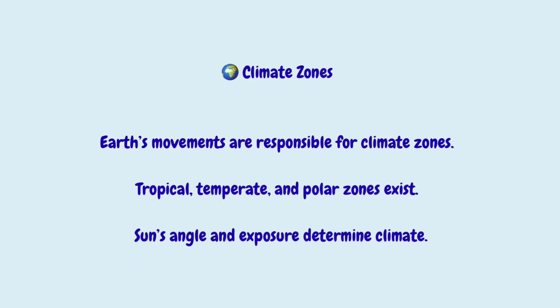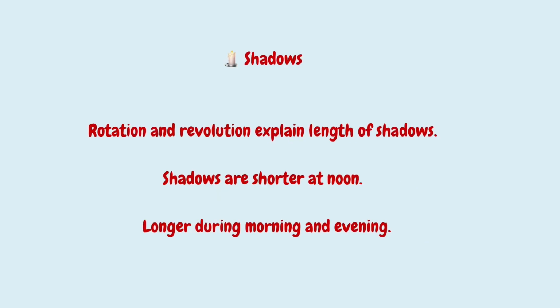Now climate zones. What are climate zones? Earth's movements are responsible for climate zones, we know. So tropical, temperate and polar zones exist. The sun's angle and exposure determine the climate. Alright. Shadows, important. Rotation and revolution explain the length of shadows. So shadows are shorter at noon, longer during morning and evening, as we all observe, right?